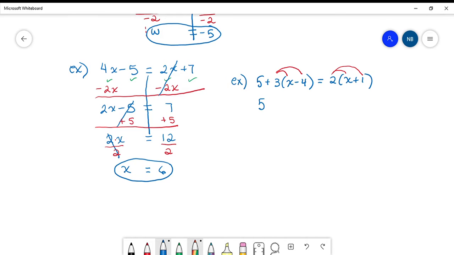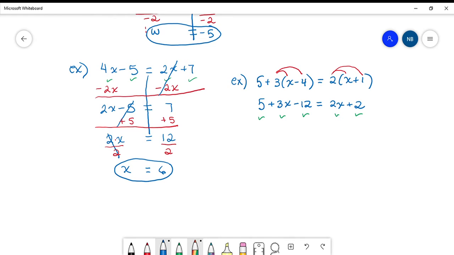3 times x is positive 3x. 3 times negative 4 is negative 12. Notice the parentheses are gone. 2 times x is 2x. 2 times 1 is 2. Now I still have simplification to do on the left side because I have 3 terms. The right side only has 2 terms and they're not alike, so the right side is ready to go.